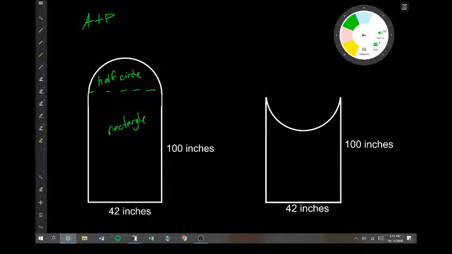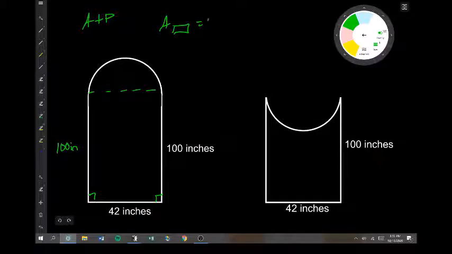Now that I've described it that way, I realize if I can just find the area of this rectangle and the area of this half a circle and add them together, I've found the area of the total shape. So I'll do that. A couple things I need to be aware of. We're not told these are right angles down here, but we're just going to assume that they are. If these are right angles, then this is also 100 inches over here. The area of the big rectangle is 42 times 100, which is 4,200 square inches.